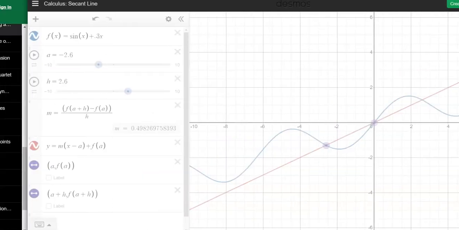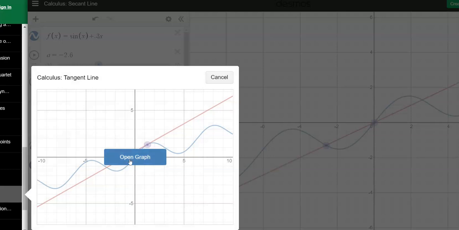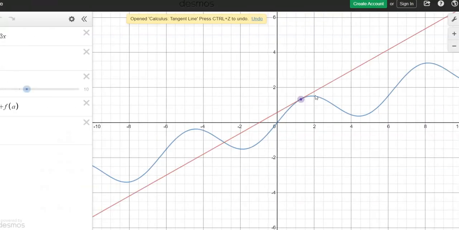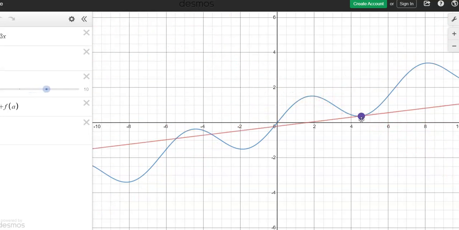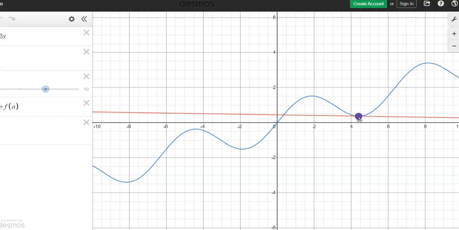Now, I can also look at a tangent line to a curve. So notice here, all of these are tangent. Okay, here's a negative tangent. Here would be like a 0 tangent, 0 slope with our tangent.